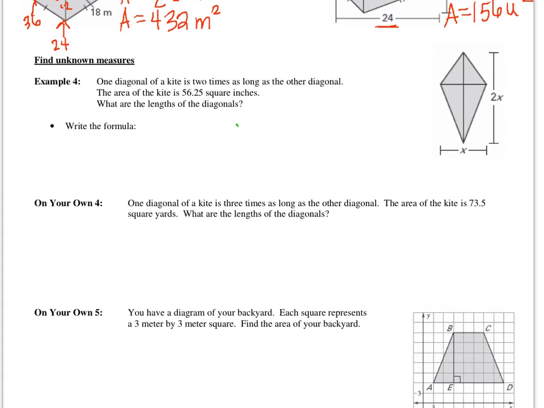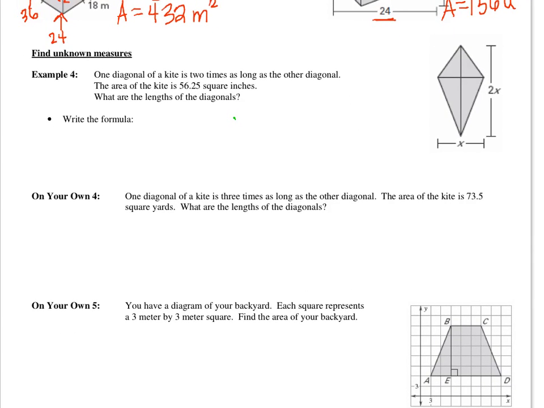Next, we're going to find unknown measures. Looking at this next example, example 4, one diagonal of a kite is 2 times as long as the other diagonal. Okay, so we got a picture here. One of my diagonals, that's x, my other one is 2x. And that's what this is saying. One diagonal is 2 times as long as the other diagonal.